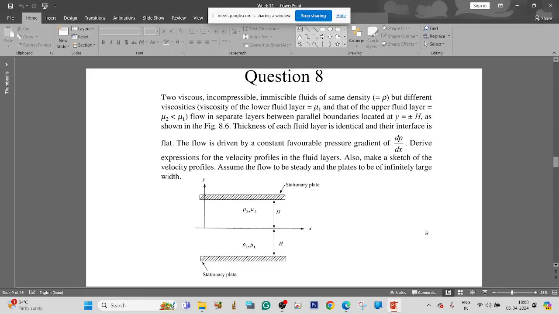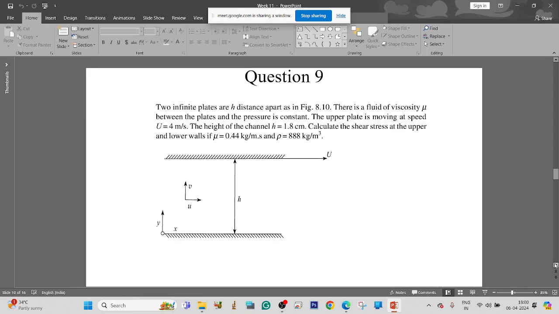We don't have much time, it's already 6, so we'll proceed fast. This is question number 9. There are two infinite parallel plates, a distance h apart, with a fluid of viscosity mu between the plates, and the pressure is constant. The upper plate is moving at some speed, so this is simply Couette flow. The height of the channel is 1.8 centimeter, and we calculate the shear stress. We have done problems like this earlier, so it will be easier for you to solve. This is a very quick, one minute problem.